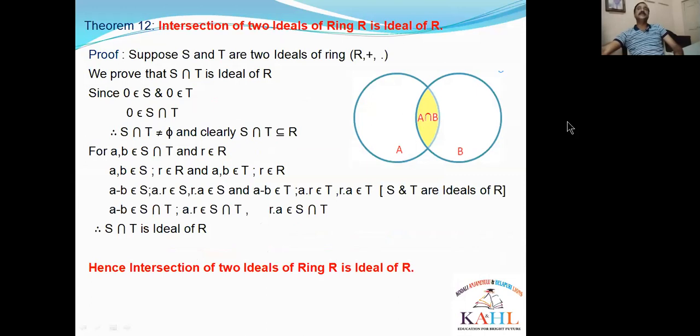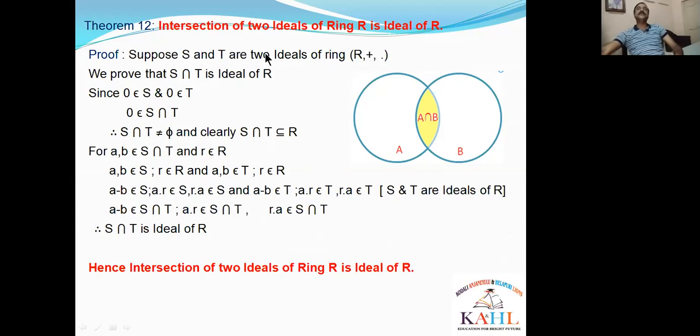What is that? The intersection of two ideals of a ring R is an ideal of R. For that, I am taking two ideals. Suppose S and T are two ideals of the ring R. We prove that S intersection T is an ideal of R.